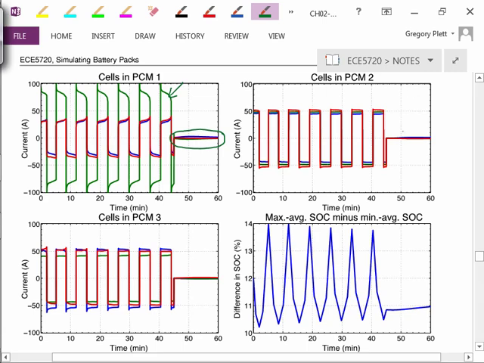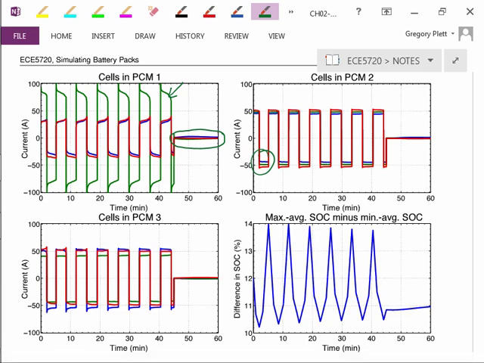PCM number 2, there's much less variability, and we see something that's far more indicative of a constant current charge and discharge cycle, so first discharge, then charge, and repeating as this battery pack operates. But there again is some variability because of the different capacities and resistances of the cells as to the current experienced by each one of the cells. PCM number 3 is also a little bit different.